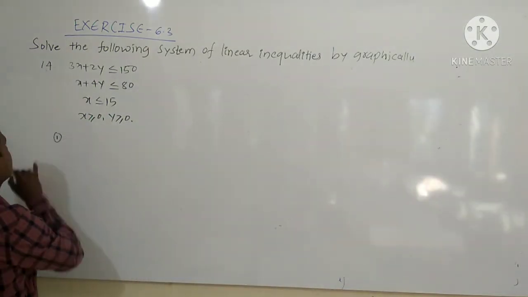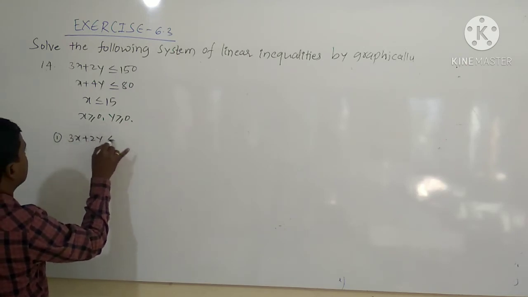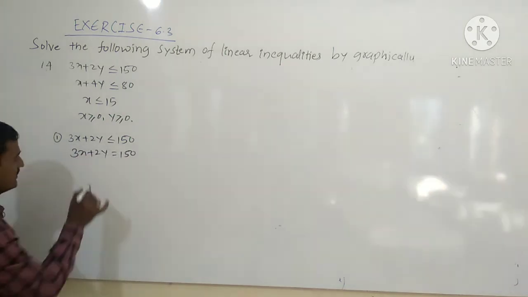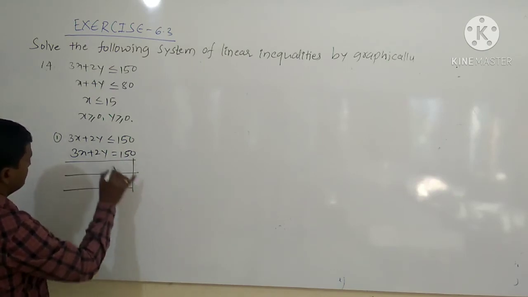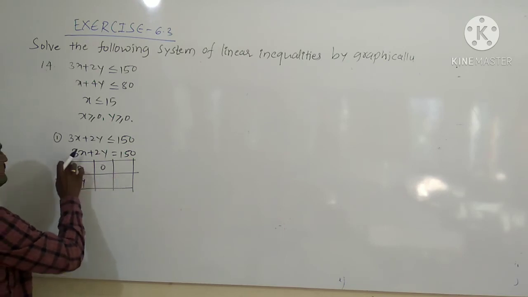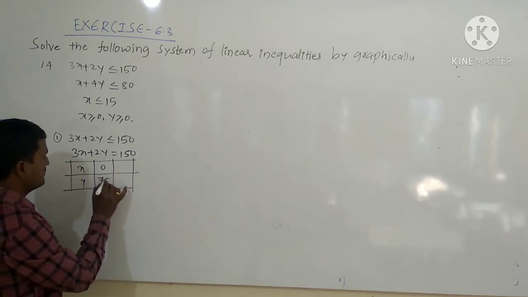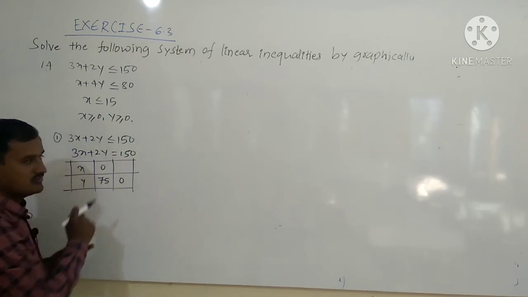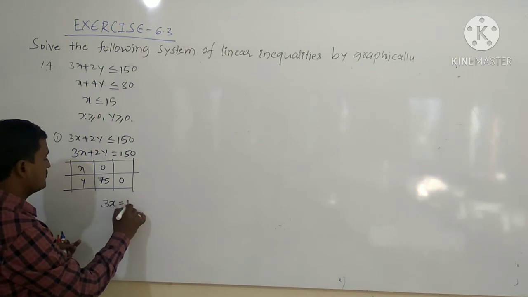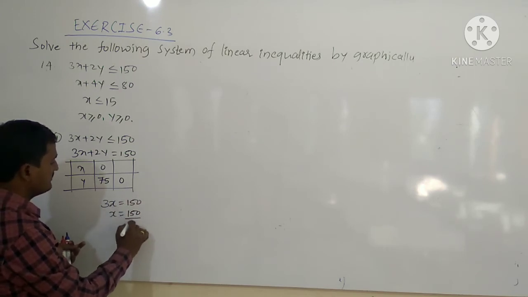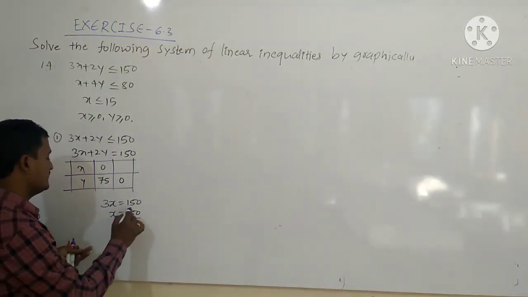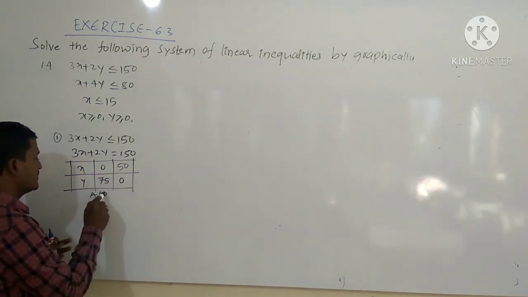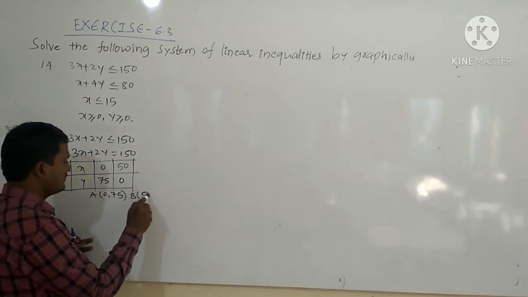The first one is 3x plus 2y less than or equal to 150. Write the inequality as an equation. It represents a straight line, and to draw a straight line you need two points. For x equal to 0, y is 75. For y equal to 0, 3x equals 150, so x equals 150 divided by 3, which is 50. Point A is 0 comma 75, point B is 50 comma 0.